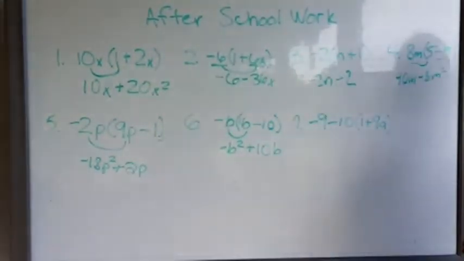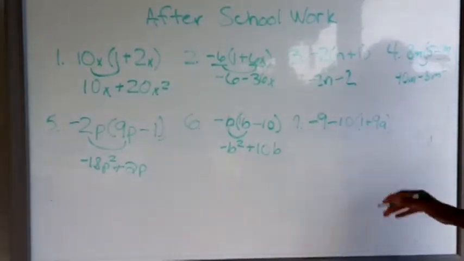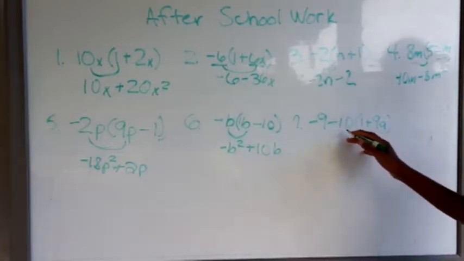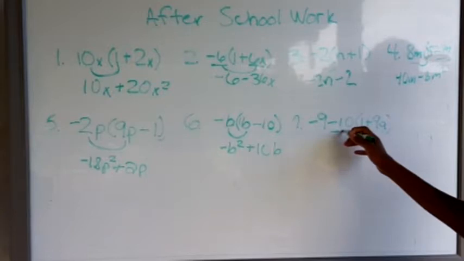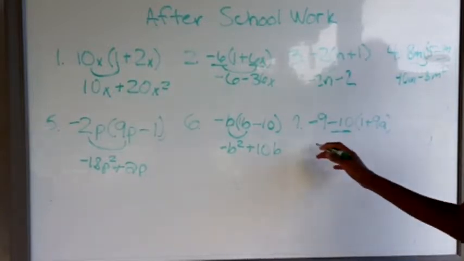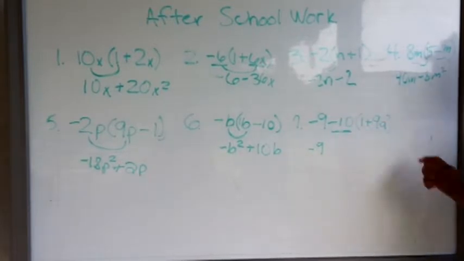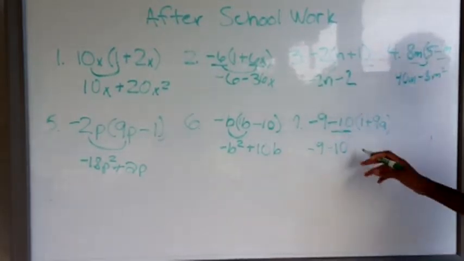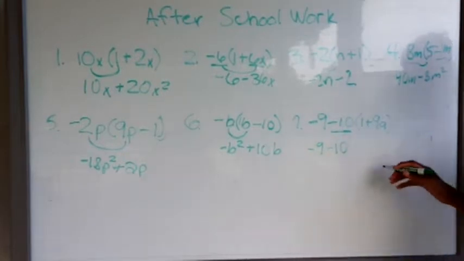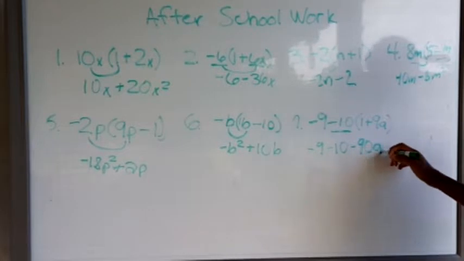Alright, so we have negative 9 minus 10 times 1 plus 9a. So we're going to distribute first. We distribute the 10 to the 1 plus 9a, but we keep this sign with it, so it's going to be negative 10 distributed out. So we can just bring our negative 9 down, and then negative 10 times positive 1 is going to be negative 10. And then negative 10 times positive 9a is going to be negative 90a.